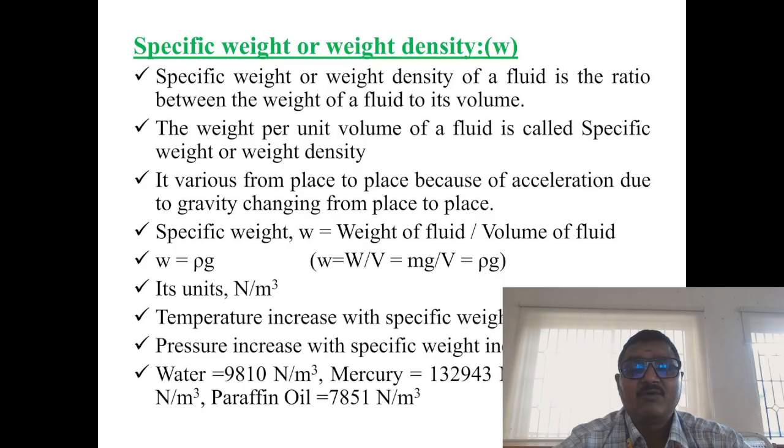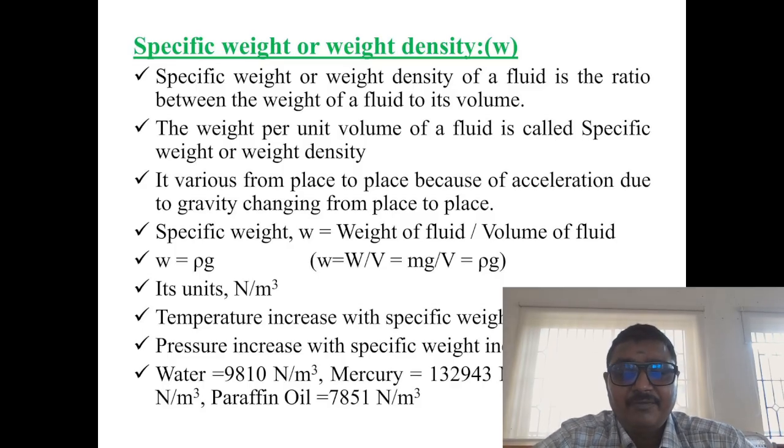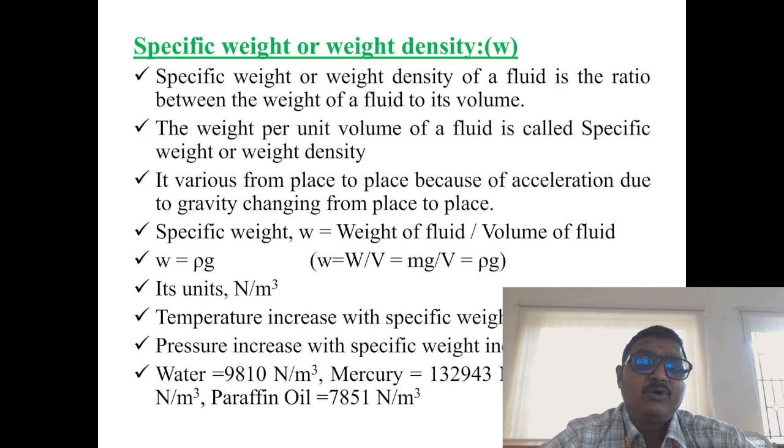The weight of the fluid is equal to mass into acceleration due to gravity. This is the formula for weight, mass into acceleration due to gravity. So mass by volume is already the density rho. So small w, the specific weight, is equal to rho into g. Here the specific weight of water is 9810. Specific weight of mercury is 132943 Newton per meter cube.